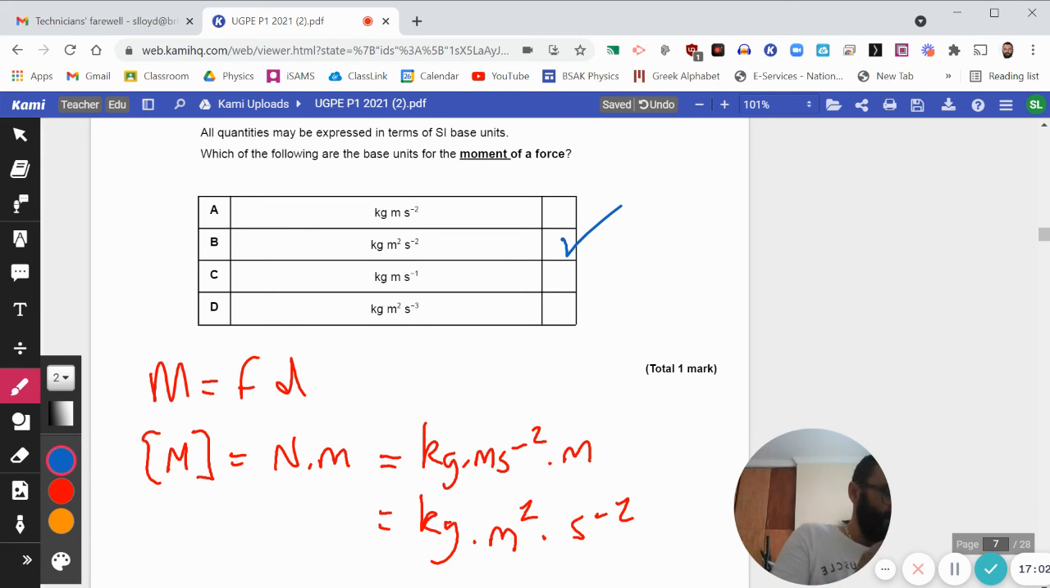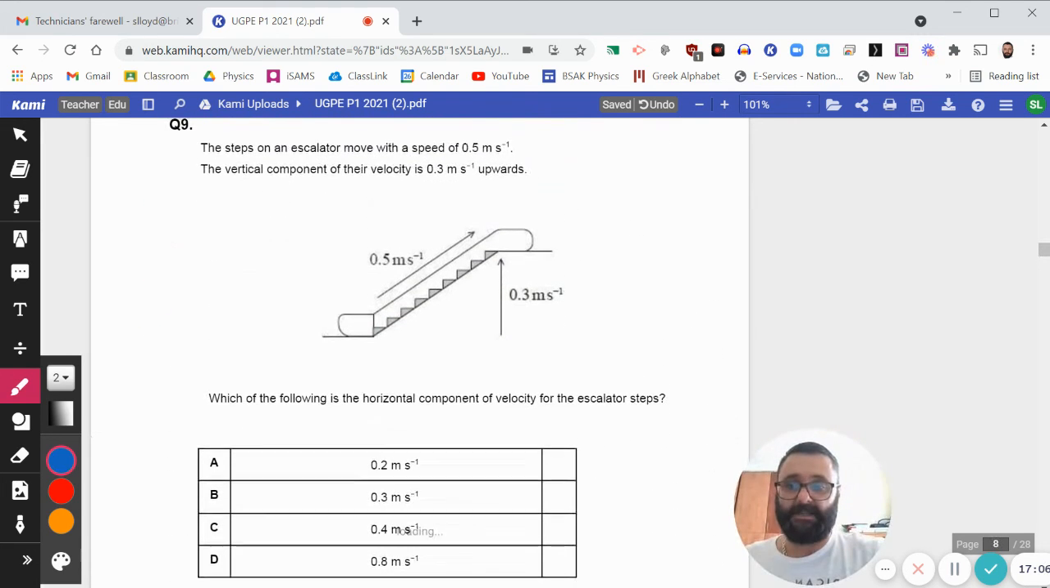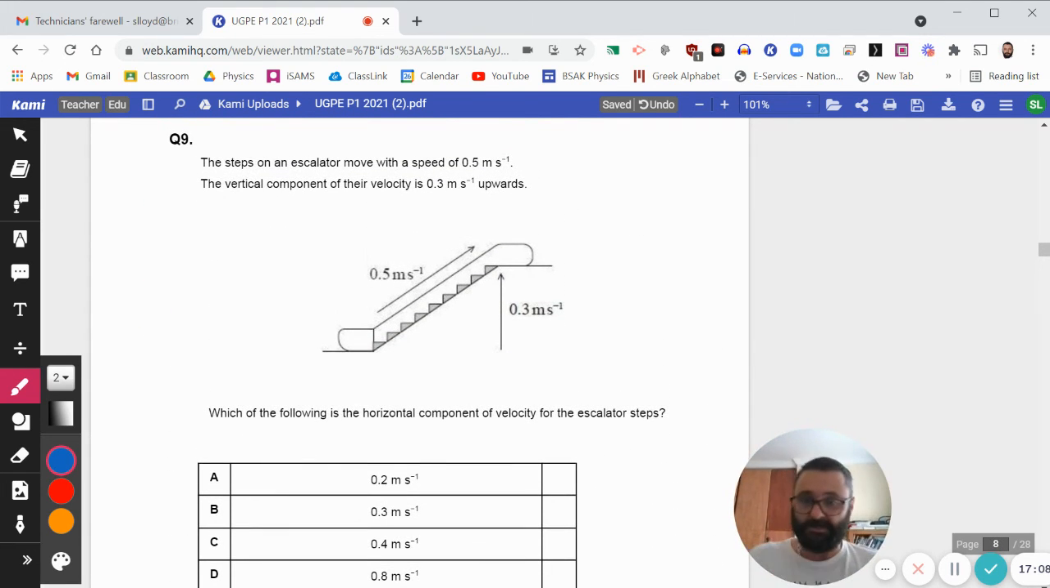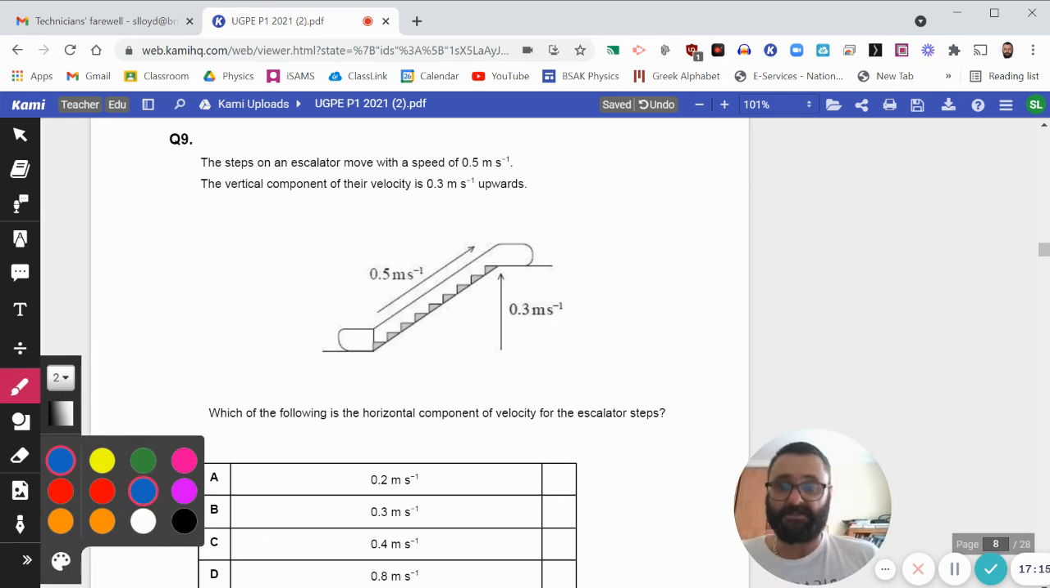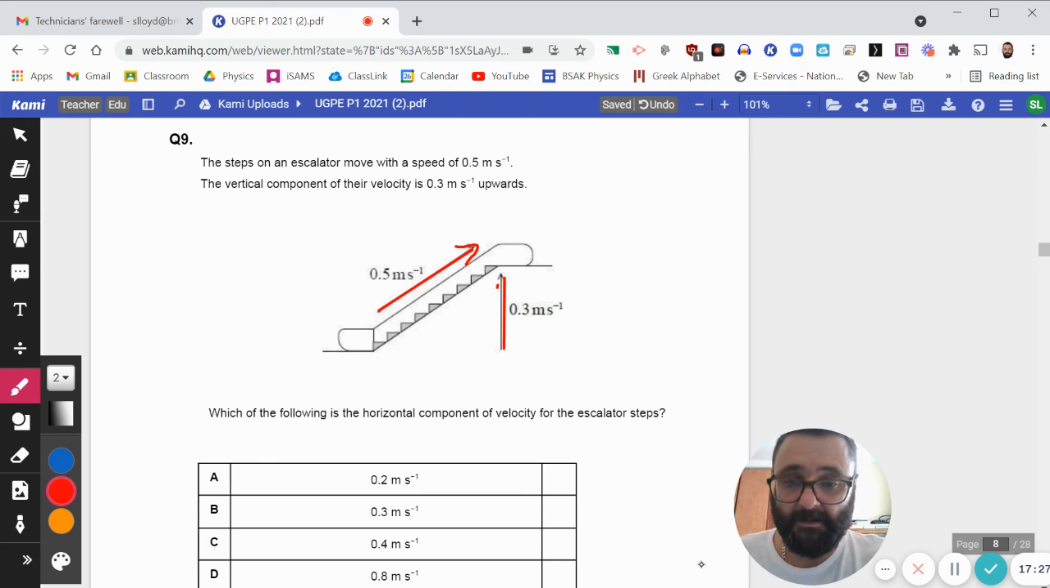Okay, question 9. What have we got? It's components of a vector, in this case, which is velocity. The resultant velocity is this one here, 0.5 meters per second. That's the resultant. It's given as the vertical component, vertically upwards, which is 0.3.